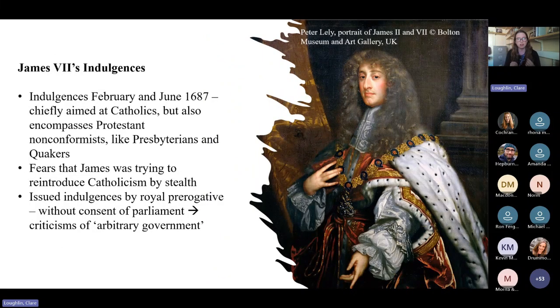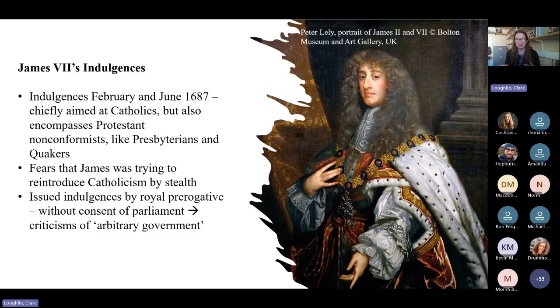So James starts making various efforts to repeal all of this anti-Catholic legislation that's on the statute book in England and Scotland. And in 1687, he issues a series of indulgences. So this is legislation which suspends penal laws against Catholics and enables them to worship freely.